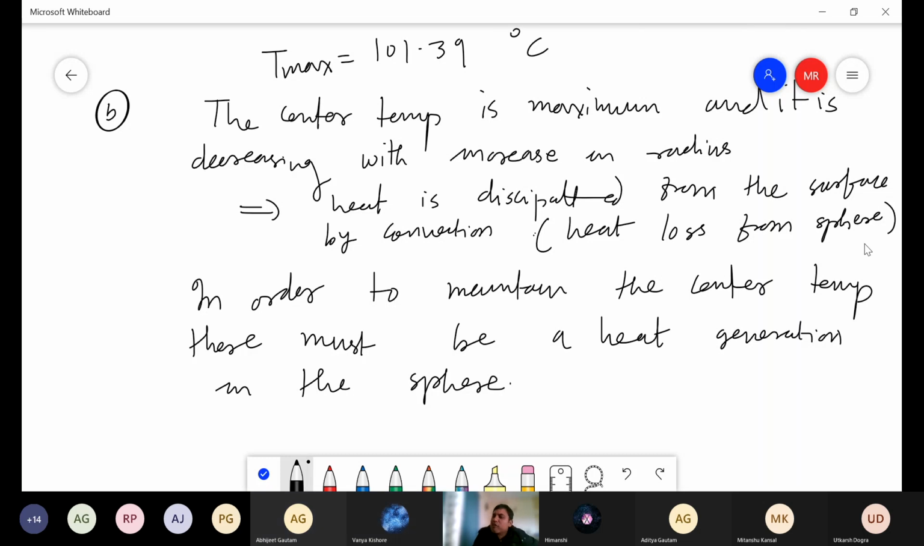Since there is a continuous loss from the sphere, if you don't generate, what will happen to the temperature? Temperature will keep on decreasing. But we are saying that at steady state, it is constant. It is not changing at the center. Temperature is constant at 101.39, isn't it? So that means there should definitely be a heat generation required. Otherwise, it is not going to be true. Correct?